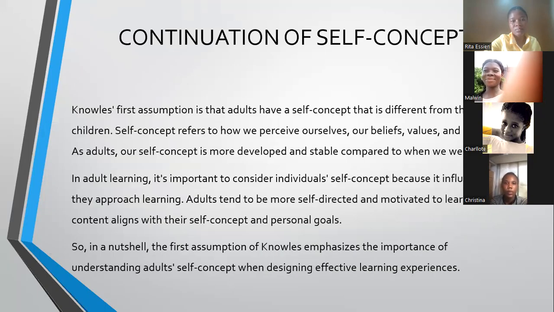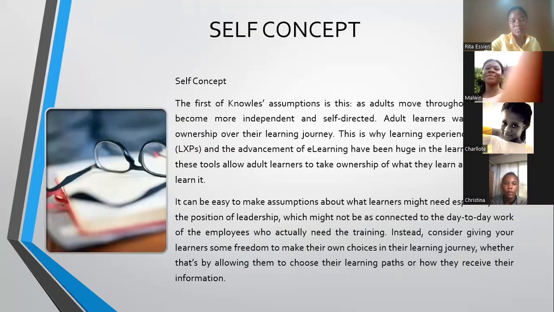My name is Charlotte Badagoma Uto, and I'm presenting on the first of Knowles' assumptions. The first of Knowles' assumptions is this: as adults move throughout life, they become more independent and self-directed. Adult learners want to have ownership over their learning journey. This is why learning experience platforms and the advancement of e-learning have been huge in the learning industry. These tools allow adult learners to take ownership of what they learn and how they learn it.